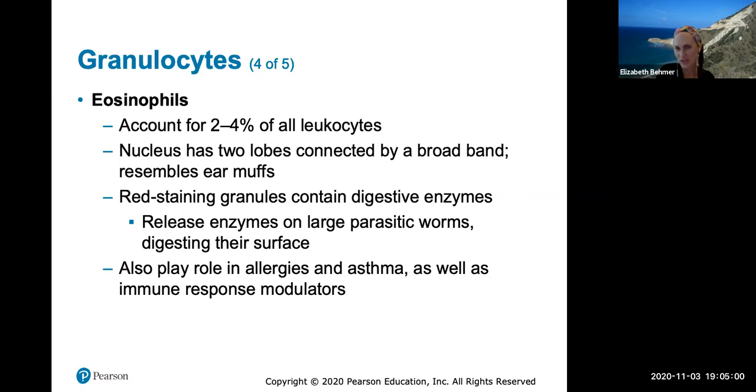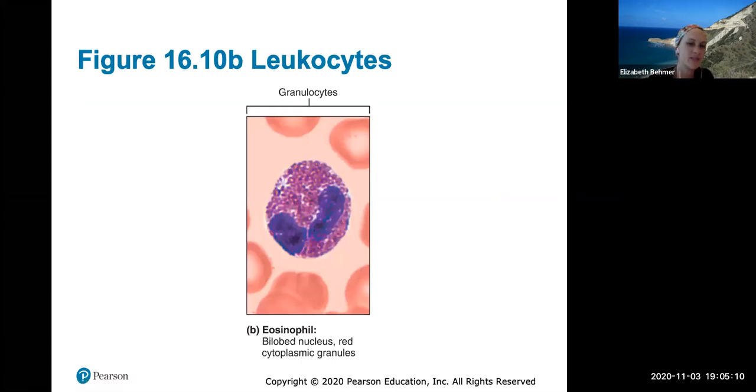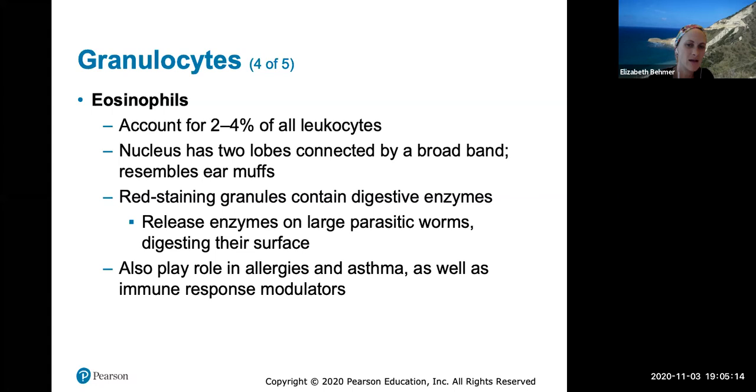Eosinophils are much less numerous. They usually have 2 lobes to their nucleus. They play a role in allergies and asthma. So this is what an eosinophil looks like. They release their enzymes on large parasitic worms, if you're ever fortunate enough to get one of those.